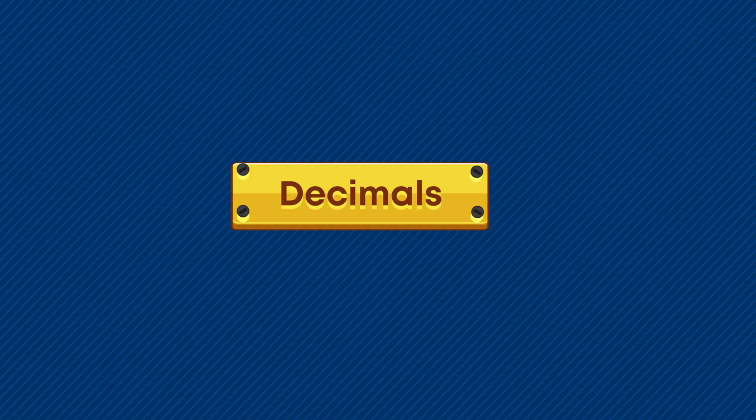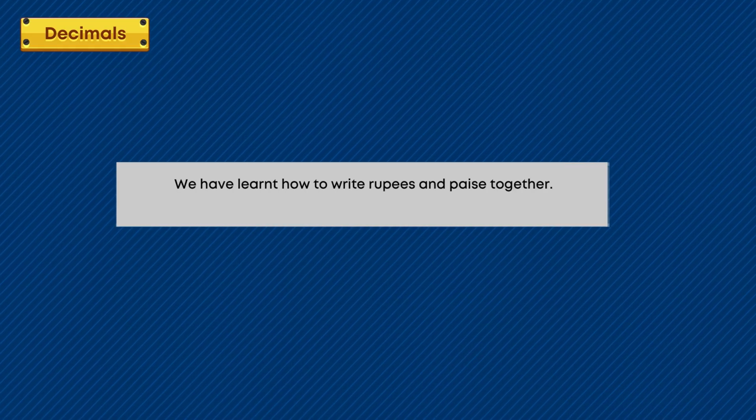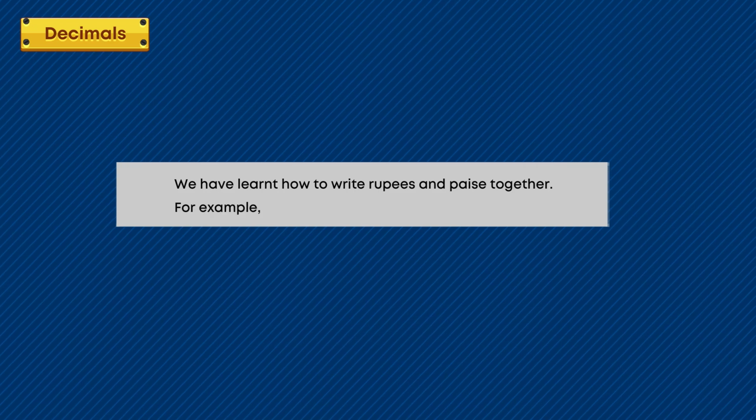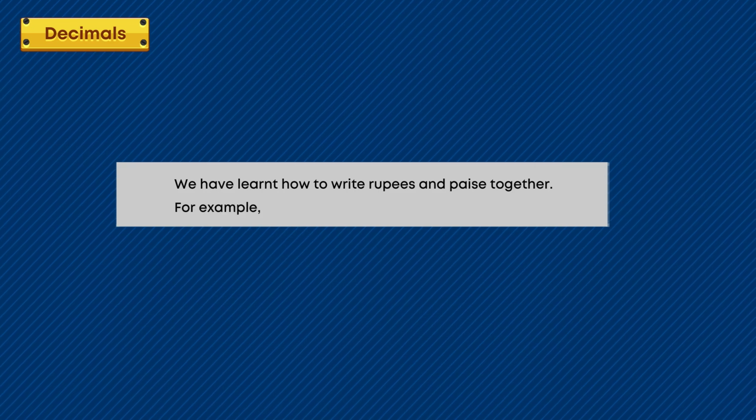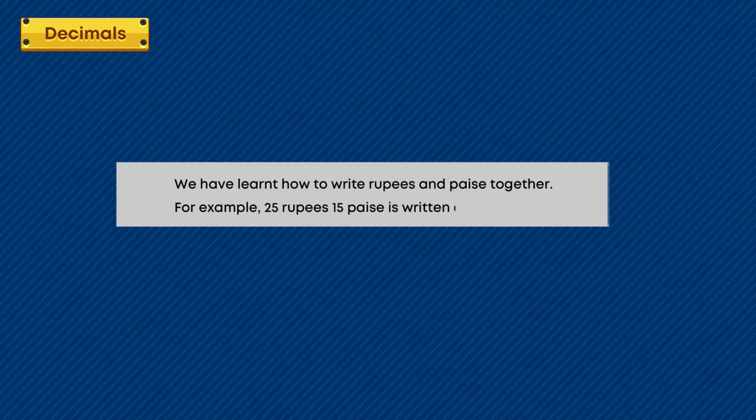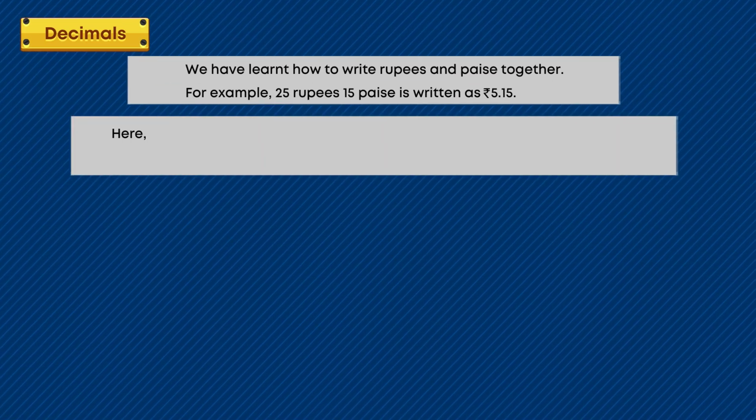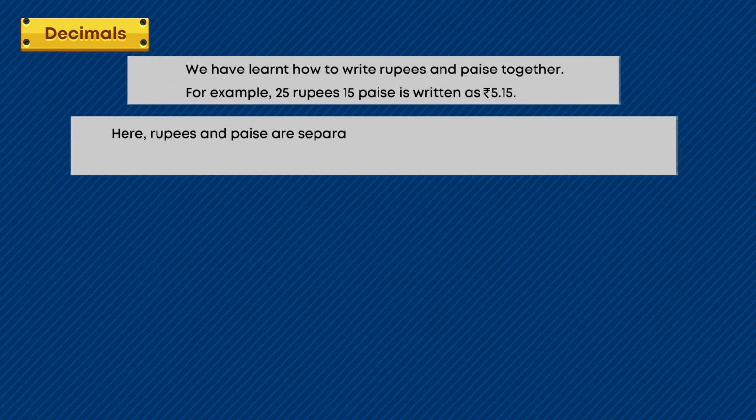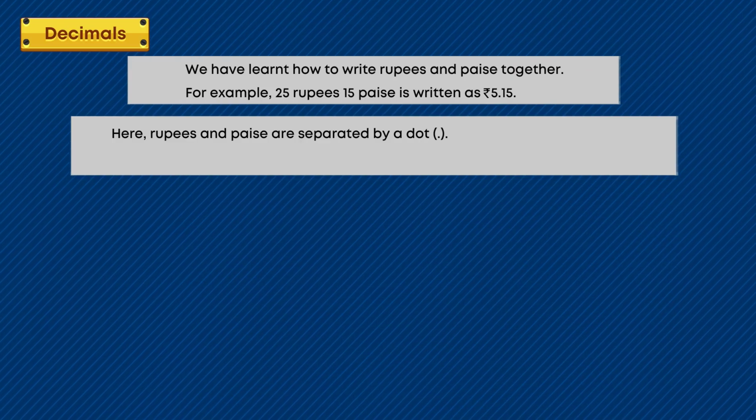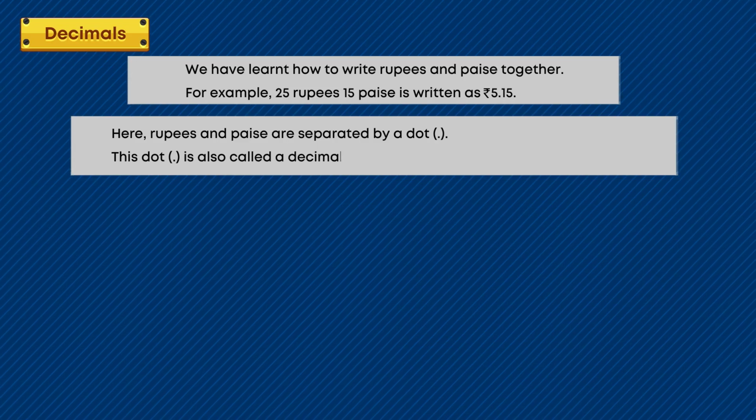Decimals. We have learned how to write rupees and paise together. For example, 25 rupees 15 paise is written as 25.15. Here, rupees and paise are separated by a dot. This dot is also called a decimal point.